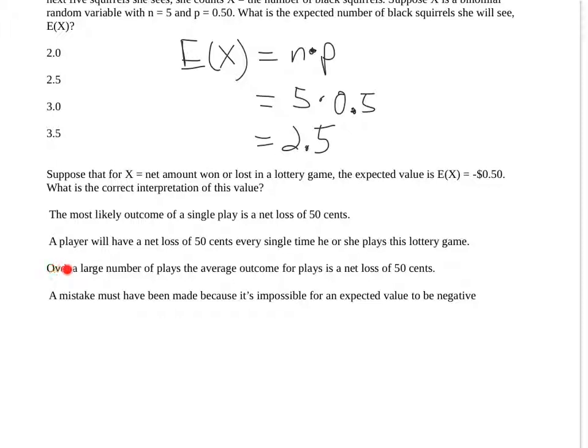So the correct interpretation is, over a large number of plays, the average outcome for plays is a net loss of 50 cents. You can think about this in terms of roulette if you want, and I think the Wikipedia page for roulette has a pretty good explanation. The expected value for your winnings on a roulette play, if you bet $1, is something like you lose 3 or 4 cents. So it's not a very big loss for you on average.